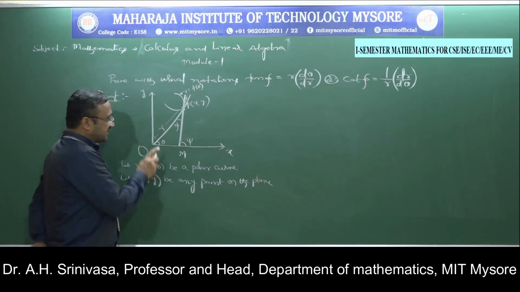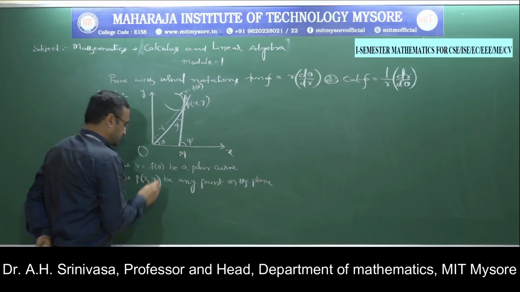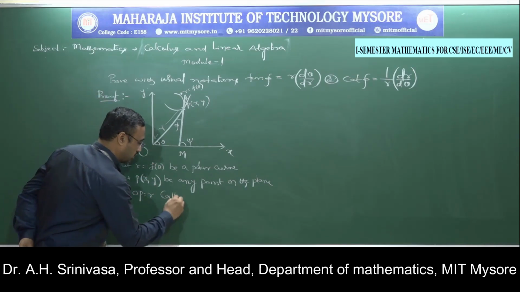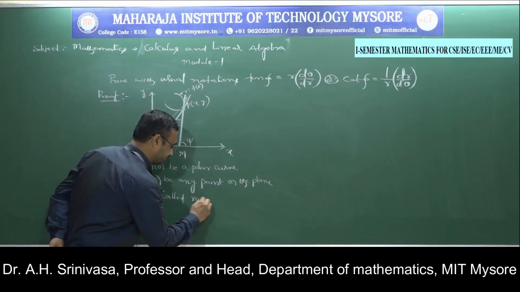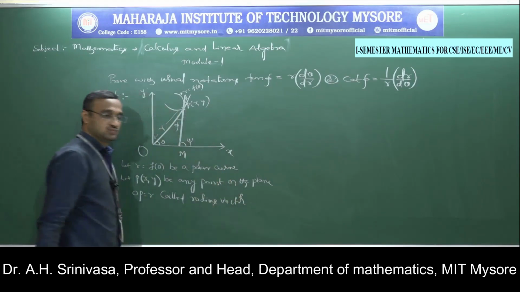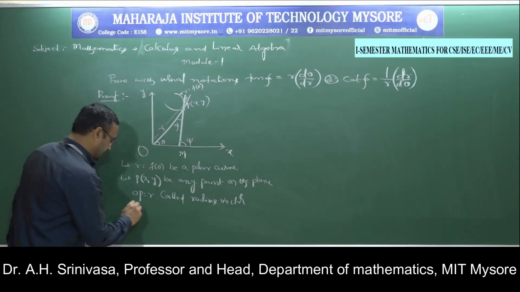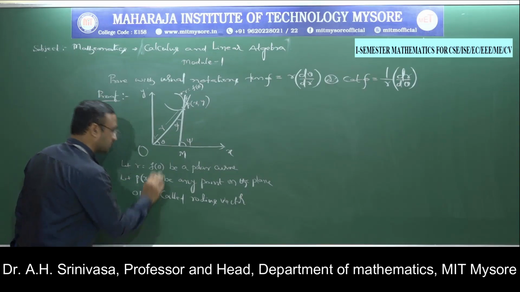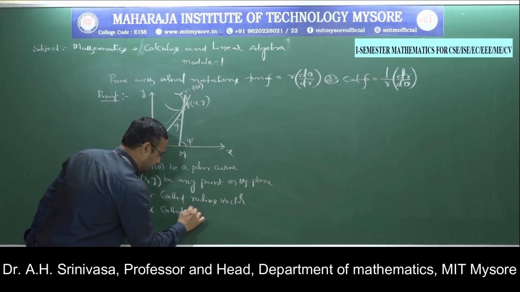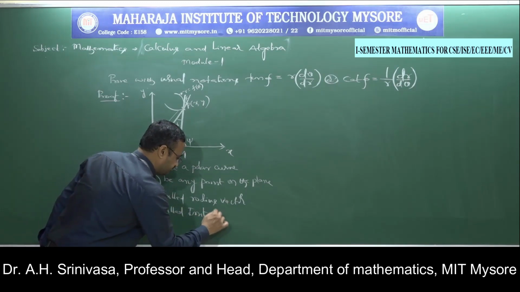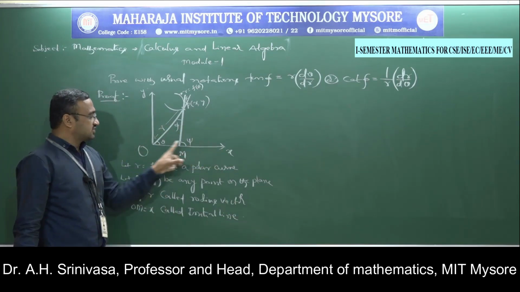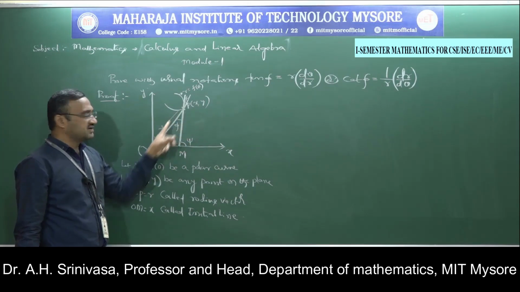Then theta. Now theta is the angle between... This is called radius vector. We call it OP equal to r, called radius vector. And OM is the initial line. OM, simply called an x distance like that, called initial line.